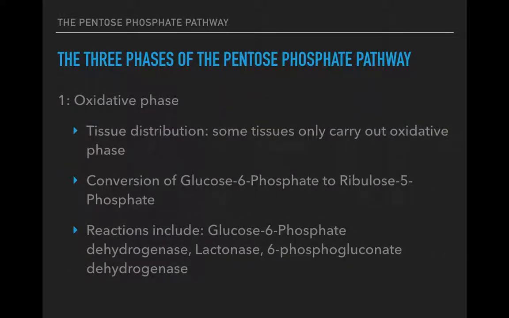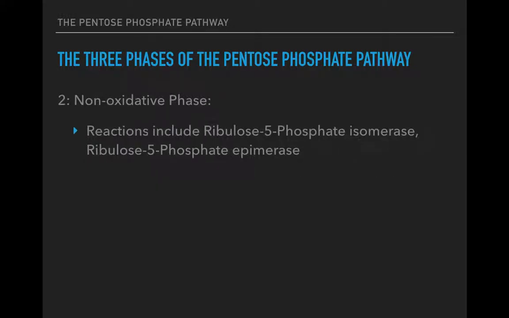The 3 phases of the pentose phosphate pathway. The first one is the oxidative phase. Some tissues actually only carry out the oxidative phase. It is the conversion of glucose 6-phosphate to ribose 5-phosphate. The reactions include glucose 6-phosphate dehydrogenase, lactonase, and 6-phosphogluconate dehydrogenase. The second phase is the non-oxidative phase. Reactions include ribulose 5-phosphate isomerase and ribulose 5-phosphate epimerase.